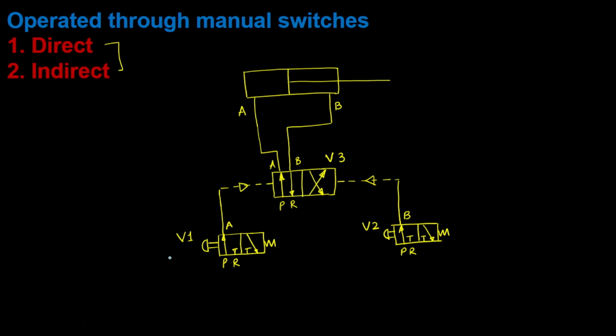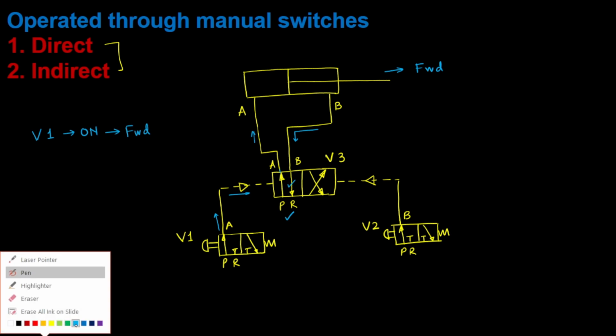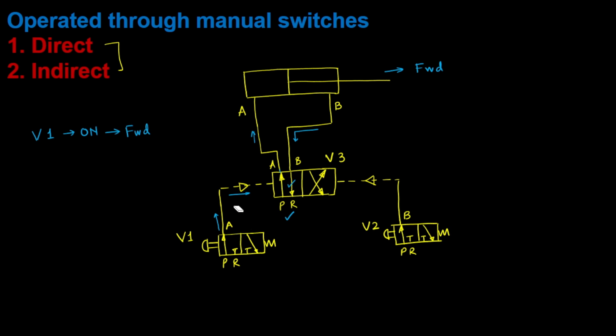When we press V1, okay, when V1 is on, then what will happen? It will direct the flow into this pilot line, and then this particular position will take place, and then the fluid will move into line A and will return back from B. So the overall consequence will be forward motion. So it will move in forward direction. Now the other consequence: what else is going to happen if we press V2? The reverse is going to happen.